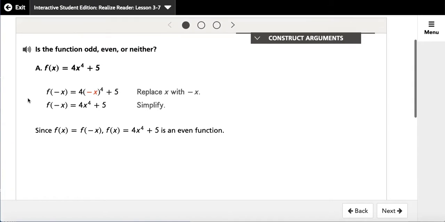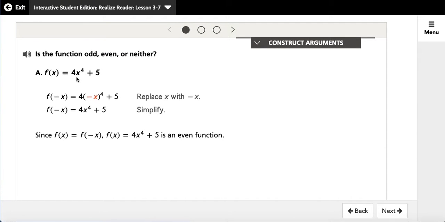Okay, the way to test it is to substitute negative x in for x. And if you substitute negative x in for x, and then you raise it to the fourth power, it still ends up being the same thing. Therefore, it's an even function. So if you can plug in negative x, and it ends up being the same equation, then it's an even function. Okay?